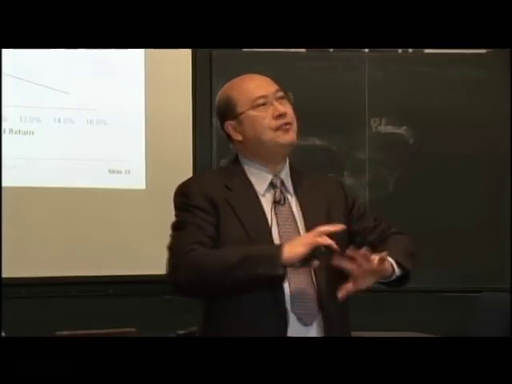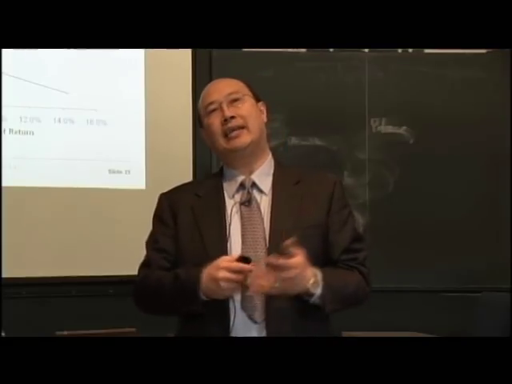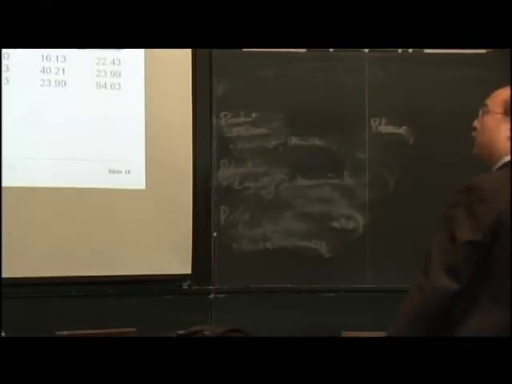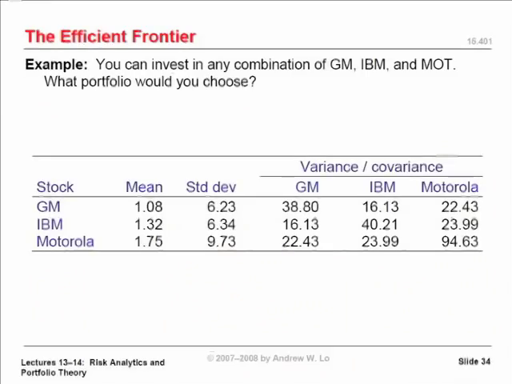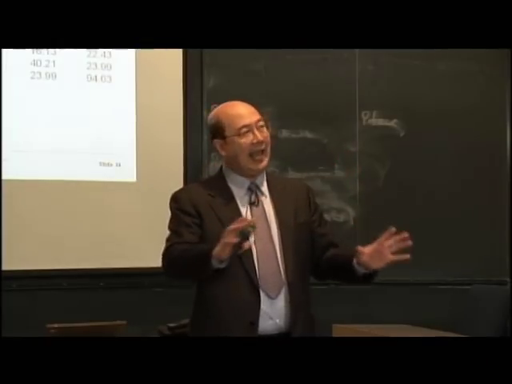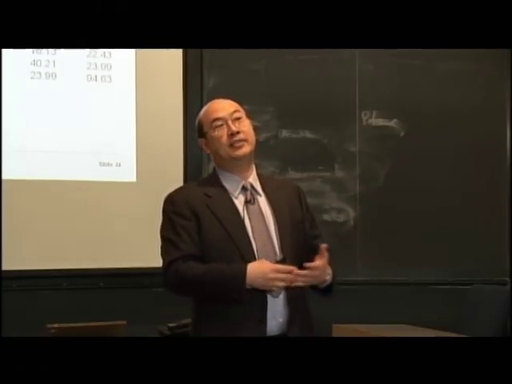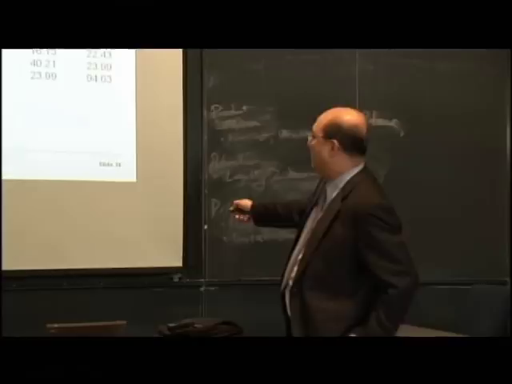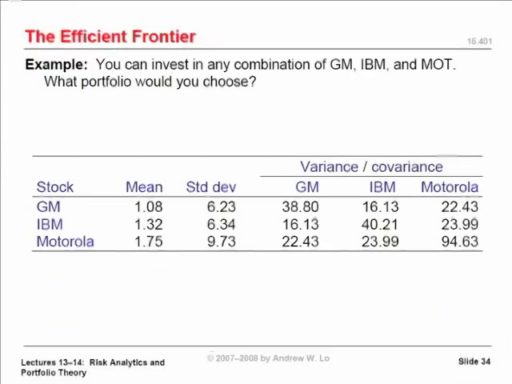So after we developed this basic idea, I gave you this numerical example where you've got three stocks in your universe, General Motors, IBM, and Motorola. And these are the parameters that we've estimated using historical data. Now, there's going to be a question, and we've already raised that question, of how stable are these parameters? Are they really parameters, or do they change over time? And I told you, in reality, of course, they change over time. But for now, let's play the game and assume that they are constant over time and see what we can do with those parameters. So with the means, the standard deviations, and most importantly, the covariance matrix.